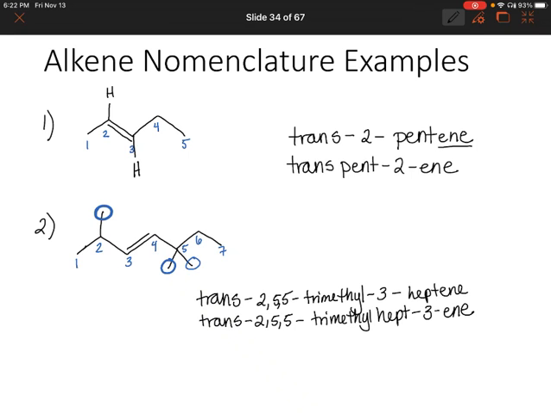Okay, let's try one more molecule, and I'll make this one challenging as well. Okay, so now we have a ring. So see if you can name this one on your own first, and then we'll go over it together.